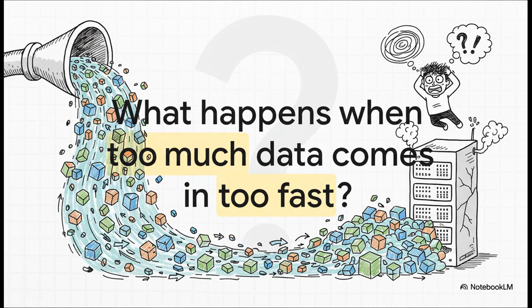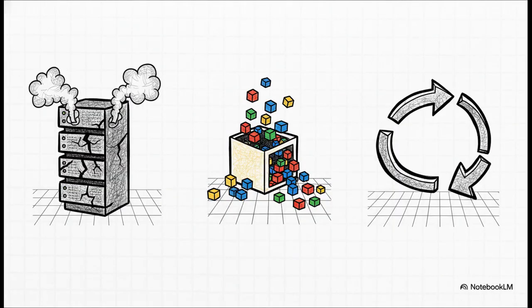So let's start with the question that probably gives a lot of developers nightmares. What actually happens when a system gets hit with way more data than it can handle? The floodgates open and it just keeps coming. What happens then? Well, it's not pretty. The results are kind of brutal and, honestly, totally predictable.